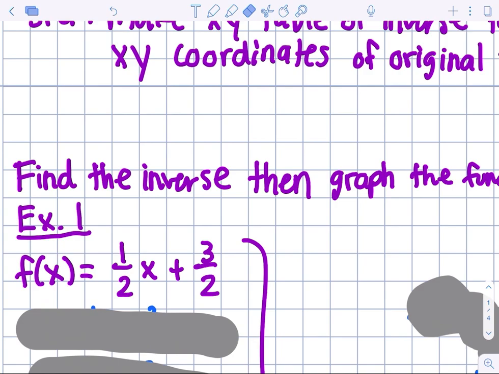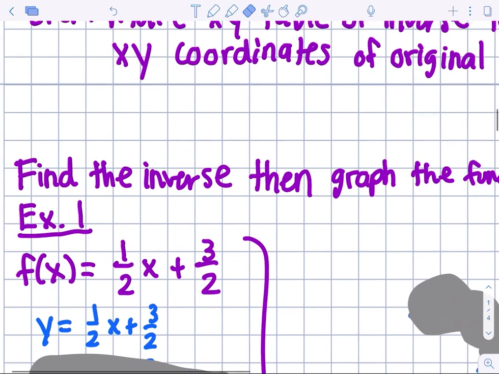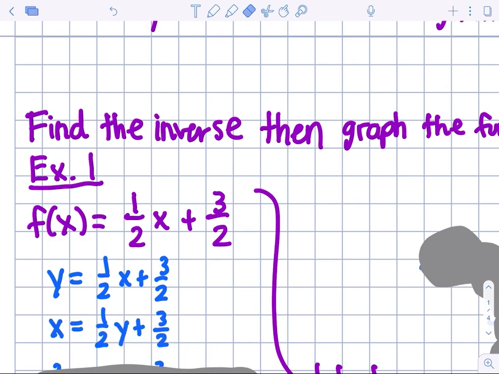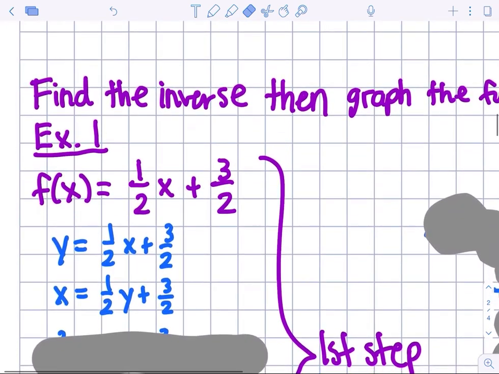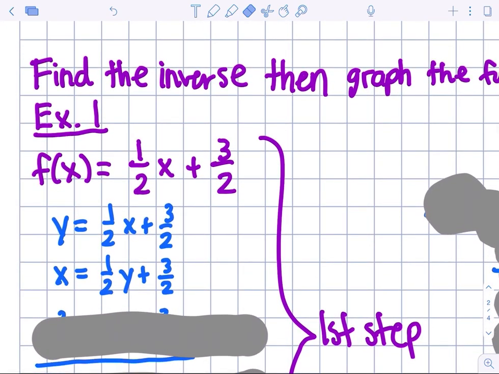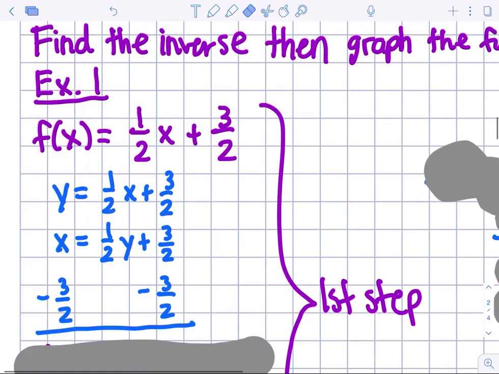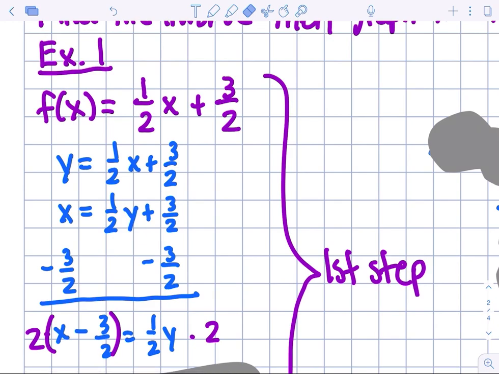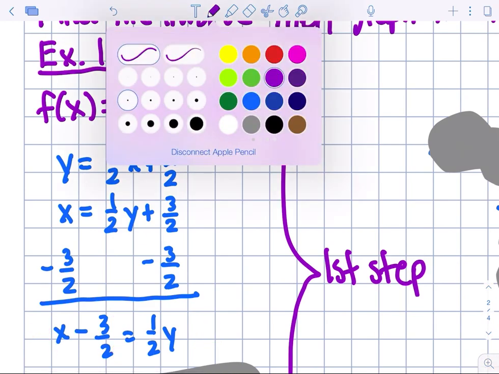So remember, you have to change f of x to become y, which we did. And then you have to switch your x and y variables, like so. And then here, you gotta solve for y. So subtract 3/2 from both sides. That's what it looks like when you subtract 3/2 from both sides.